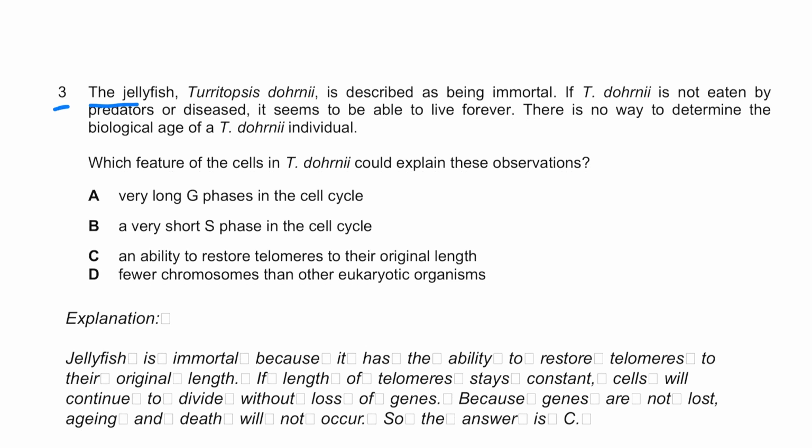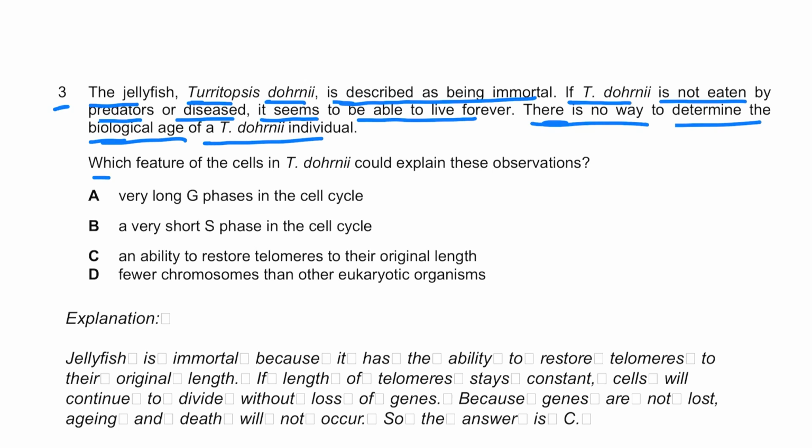The jellyfish Turritopsis dohrnii is described as being immortal. If T. dohrnii is not eaten by predators or diseased, it seems to be able to live forever. There is no way to determine the biological age of the T. dohrnii individual. Which feature of the cells in the T. dohrnii could explain these observations?